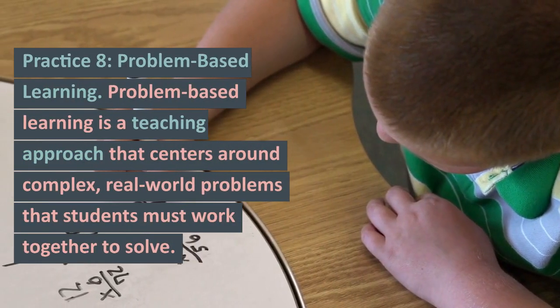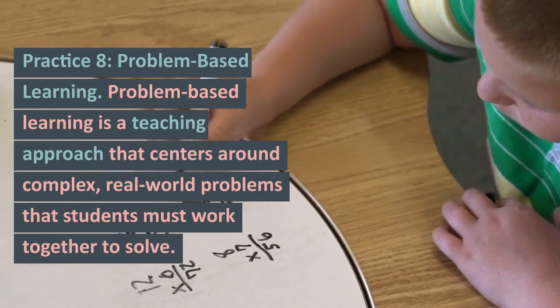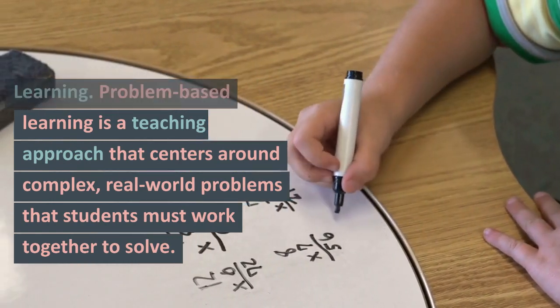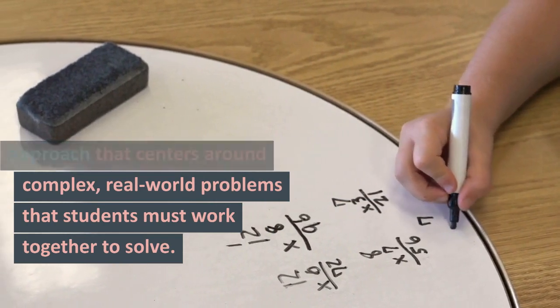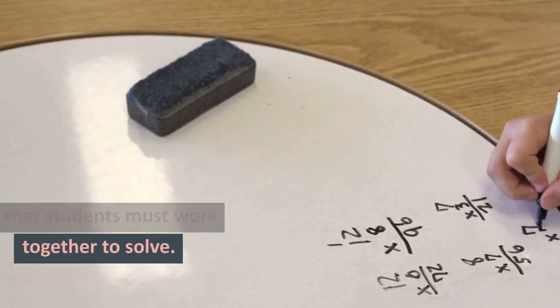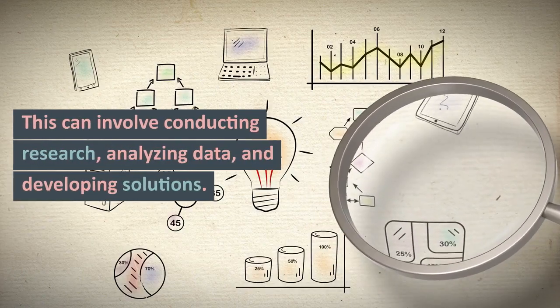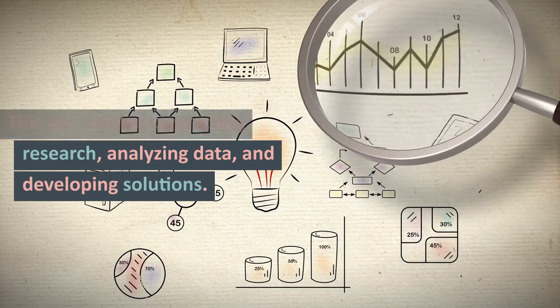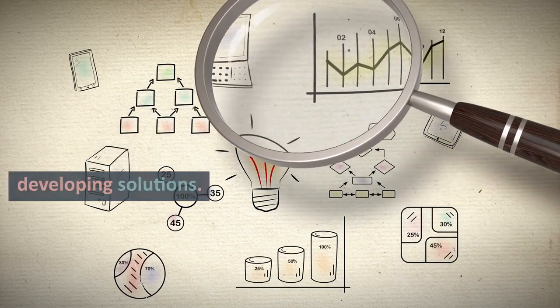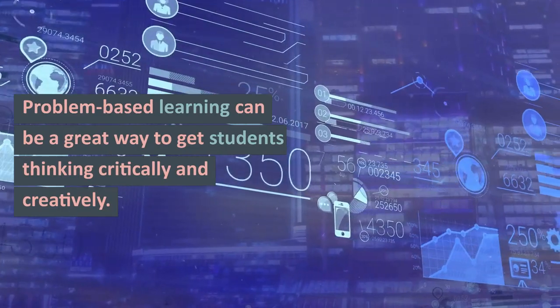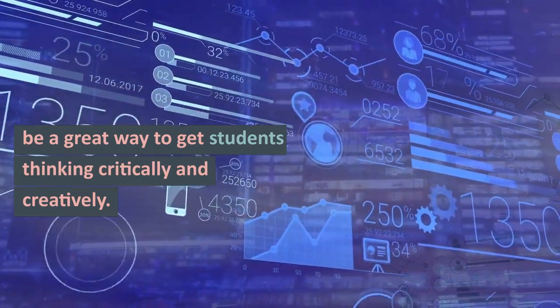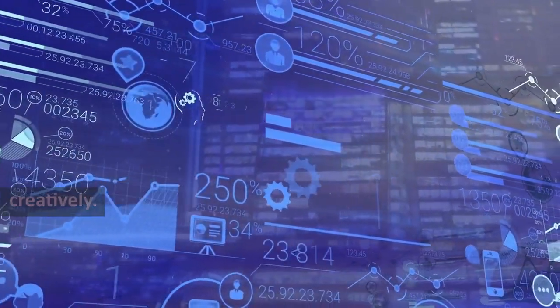Practice 8. Problem-based learning. Problem-based learning is a teaching approach that centers around complex, real-world problems that students must work together to solve. This can involve conducting research, analyzing data, and developing solutions. Problem-based learning can be a great way to get students thinking critically and creatively.